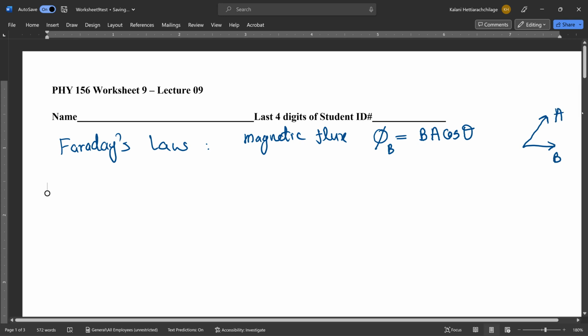Now B is the magnetic field, A is the cross-sectional area of the loop that you are using, right? So the angle between these two is theta. What that means is if the magnetic field is aligned with the cross-sectional area, that means theta equals 0, and at that time you're going to get the maximum magnetic flux. When theta equals 90 degrees, you know that cosine 90 is 0, then the magnetic flux will be 0, right? So that's what the magnetic flux is.